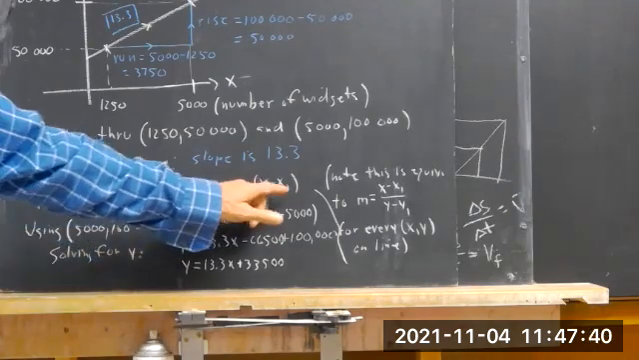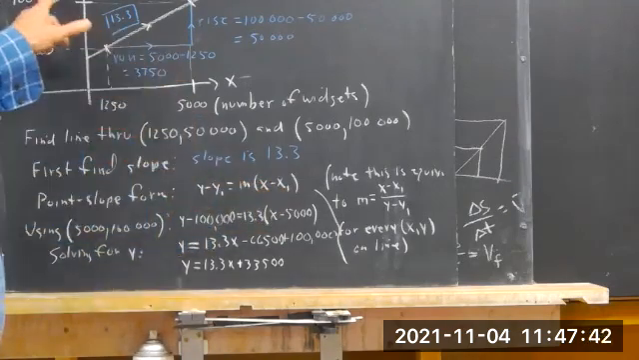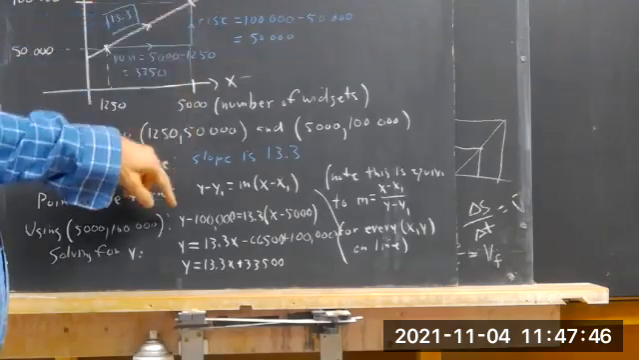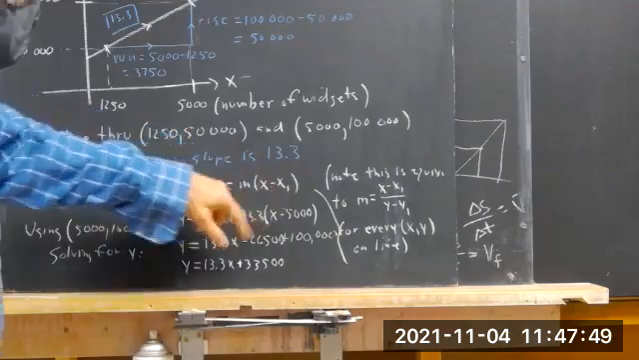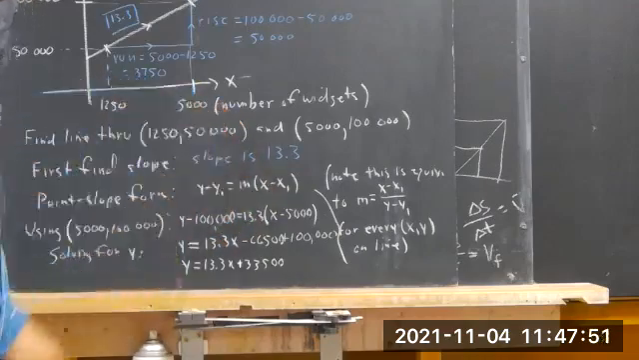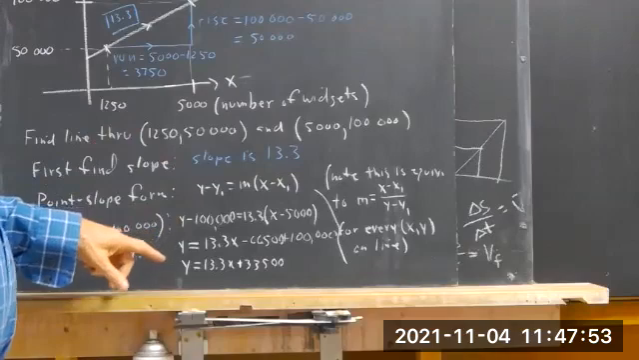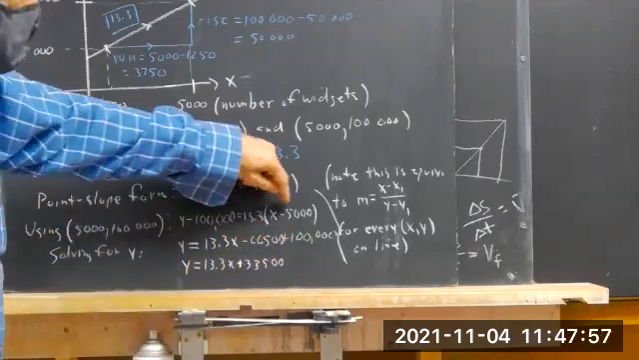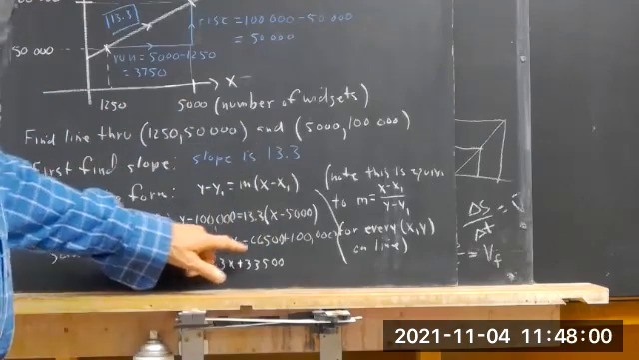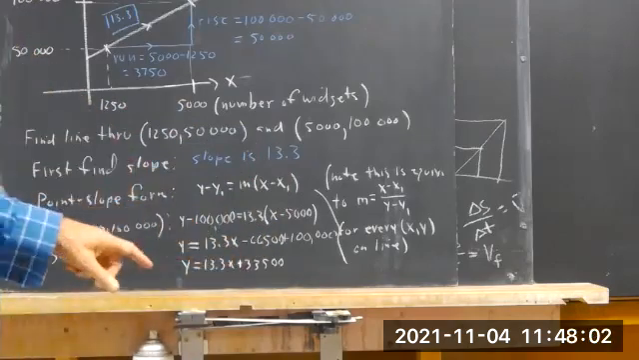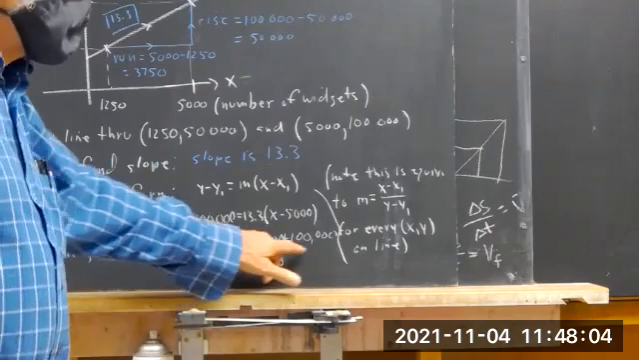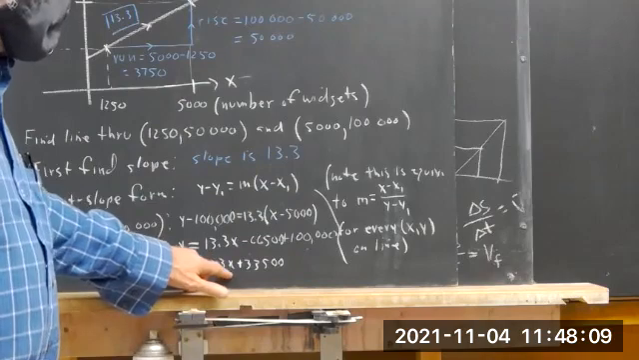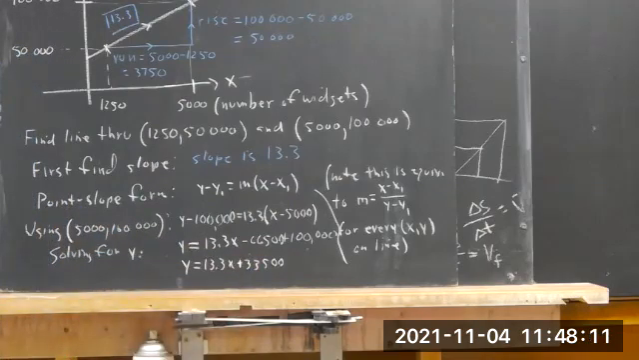Using y1 and x1 equal to 100,000 and 5,000 corresponding to this point, we plug in those numbers for x1 and y1, and we do the arithmetic. We add 100,000 to both sides, and we multiply through by 13.3, and here's what we get. And then we do the arithmetic on these 2 numbers, and we get this. So y is 13.3x plus 33,500.